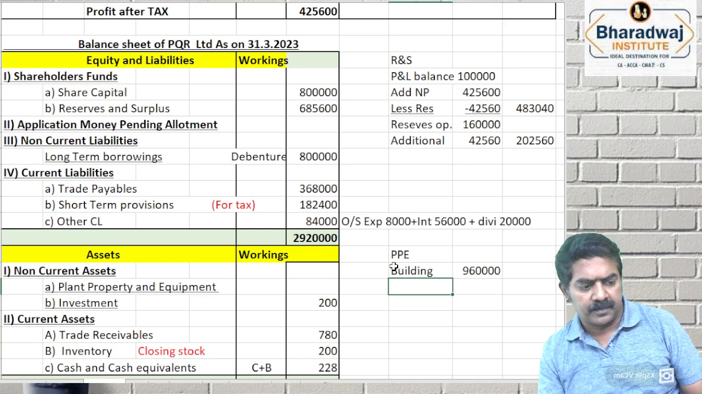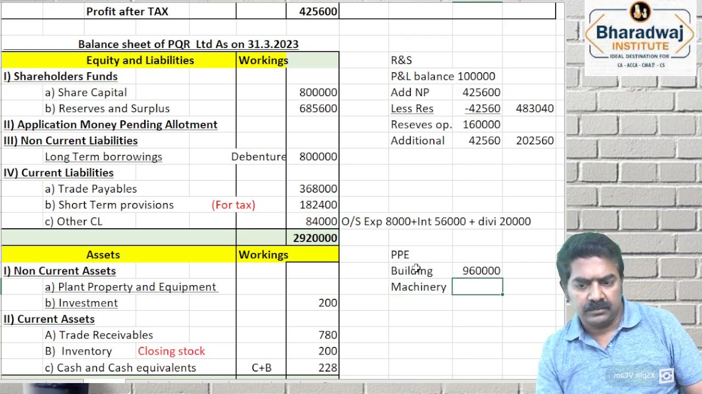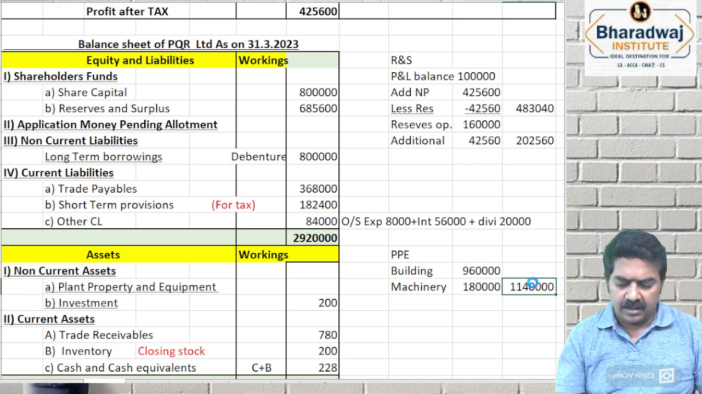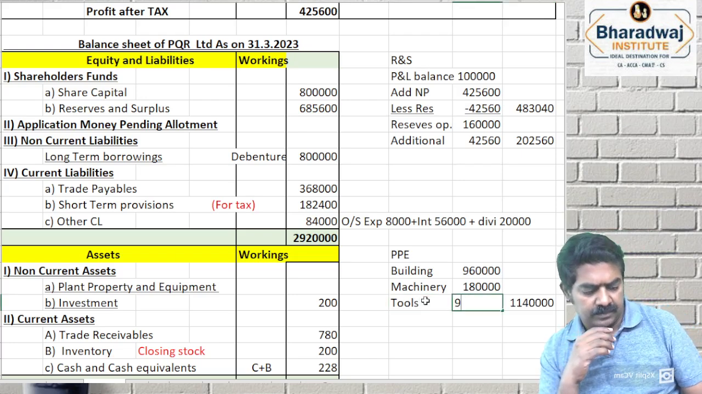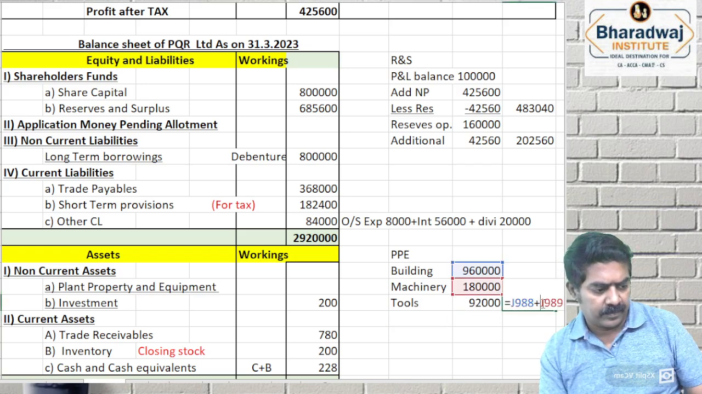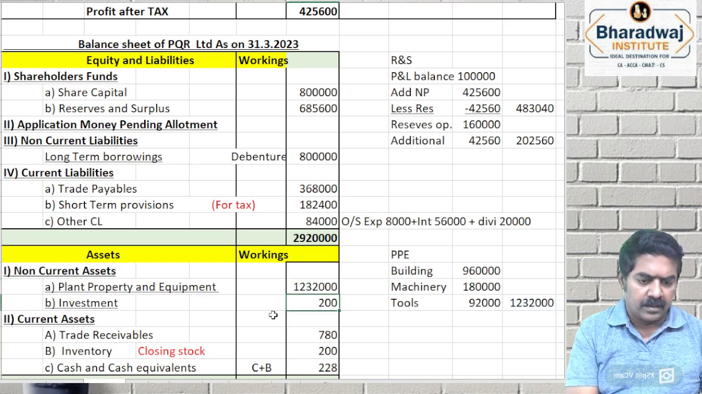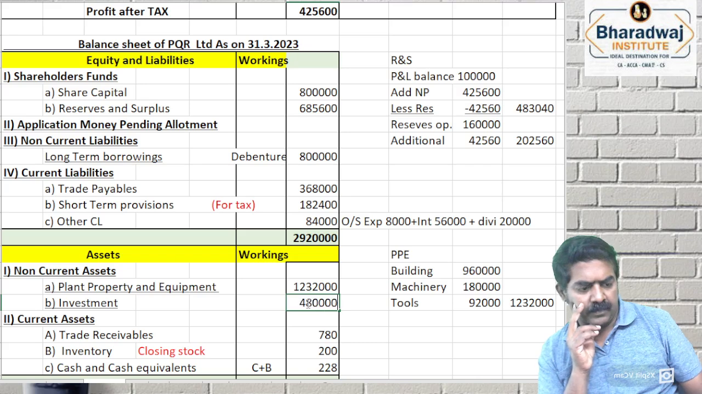960. அப்புறம் machinery, 1,80,000. Then loose tools. Use tools வேணுங்க காட்டிக்கலாம். அப்படி இல்லைன்னா you can show it in current assets also. Tools எவ்வளோ இருக்கும்? 92,000. Then any investment given in the question? How much? 4,80,000.